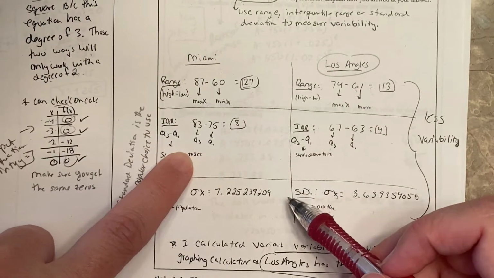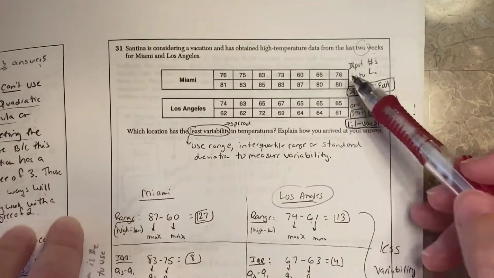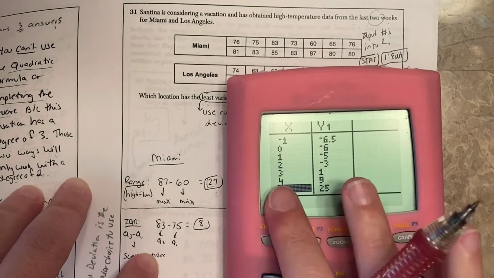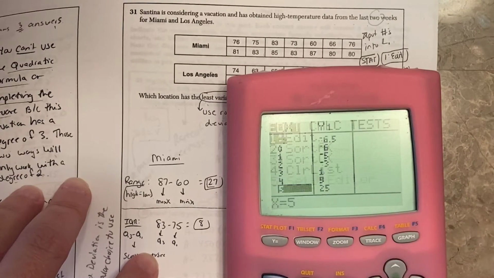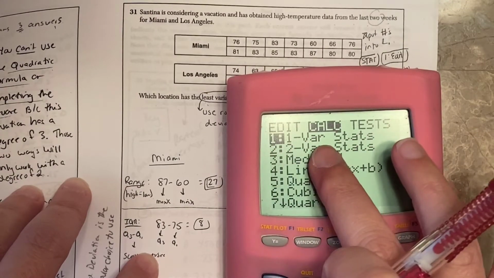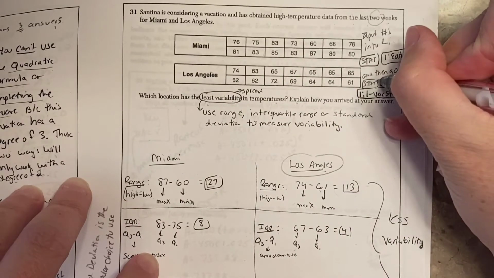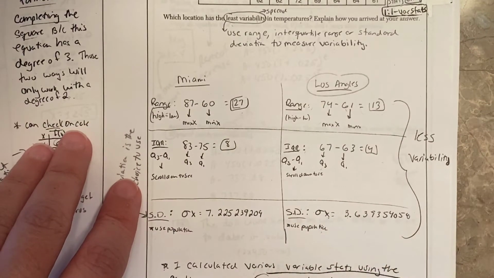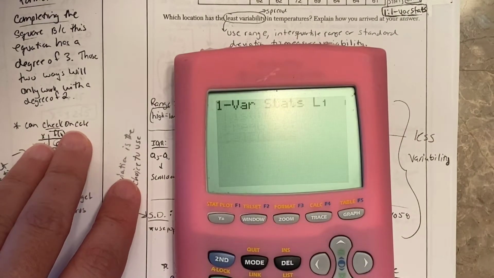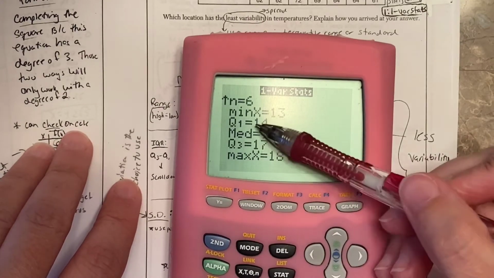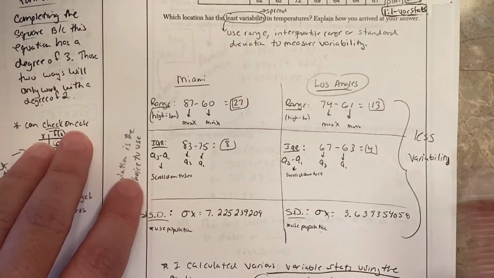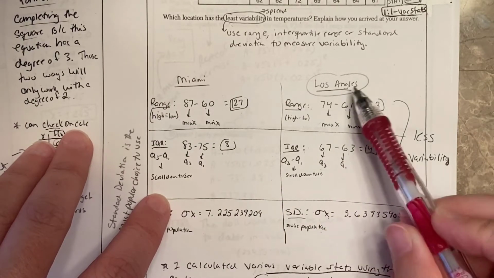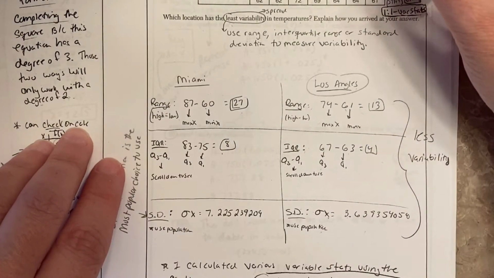Interquartile range is your Q3 minus your Q1. You would put both of these into your L1, like we normally would, and I'm not going to do it, just to save time. Then you would press stat, move over to calc, and press 1. That's where your Q1 and your Q3 show up. So this would be 83 minus 75, which is 8, and 67 minus 63, which is 4. This is still the smaller one, still the correct one.